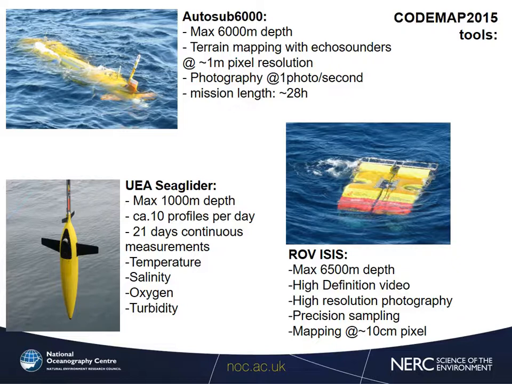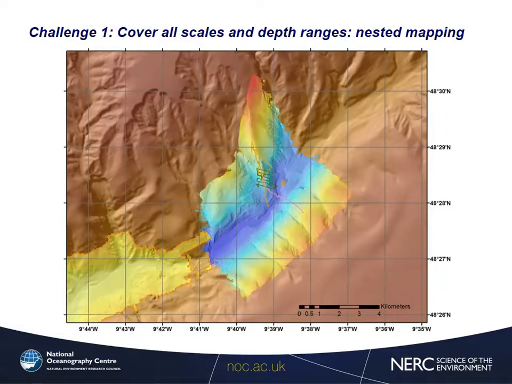And then the third vehicle at that time we had in the water was a vehicle from the University of East Anglia, but in the fleet that I just showed you we have some similar vehicles. And that's a sea glider that can dive down to maximum 1,000 meters depth and keeps making profiles up and down. It did that for 21 days consecutively, and it measured temperature, salinity, oxygen, and turbidity. So using these tools, we can actually cover all the scales and the depth ranges that are necessary.